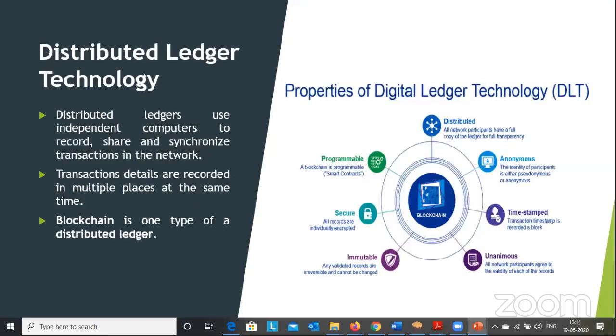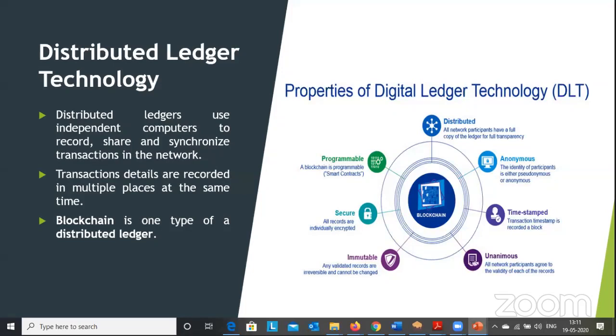Now one more slide we have. Blockchain is sometimes called DLT, or distributed ledger technology. First of all, we will understand what is meant by DLT. Distributed ledgers use independent computers to record, share and synchronize the transactions in the network. Here the transaction details are recorded in multiple places at the same time, that is a distributed ledger. Blockchain is one of the distributed ledgers. It has certain properties.